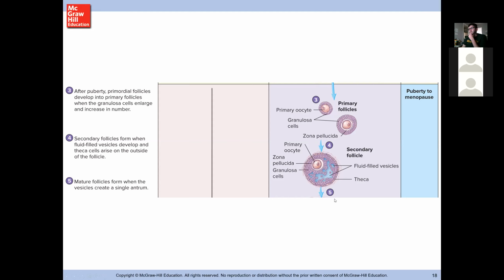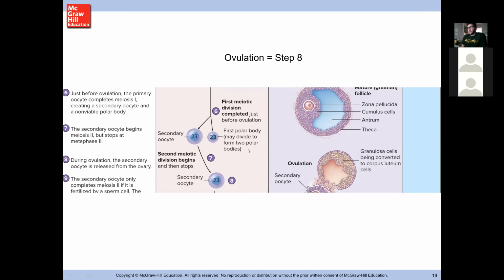the antrum. Okay? So just before ovulation, the primary oocyte completes meiosis 1, right? So creating a secondary oocyte and a non-viable polar body, okay? Those polar bodies can end up dividing further on, but they are not actually used to create a viable oocyte. So only one of them becomes the successful secondary oocyte.